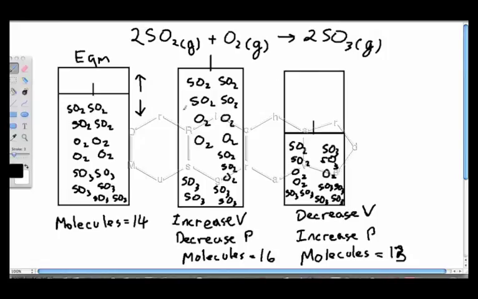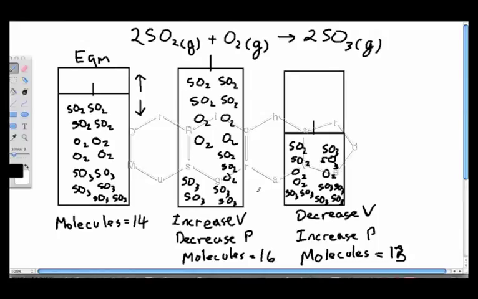So here we've got 2 gas molecules on the product side and 3 on the reactant side. So what I can do is take 2 SO3 molecules and convert them into 2 SO2s and an O2. That's what the reaction says. I've taken these 2 SO3s and converted them into 2 SO2s and an O2. The effect of that is I've now increased the number of molecules in the reaction to 16. So you just add all those up, and you come out to 16. So that's what's going to happen whenever we increase volume or decrease pressure.